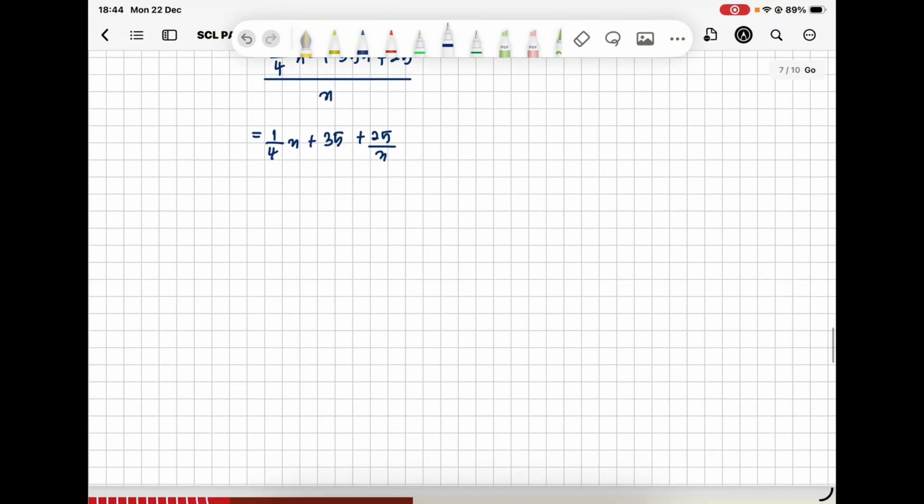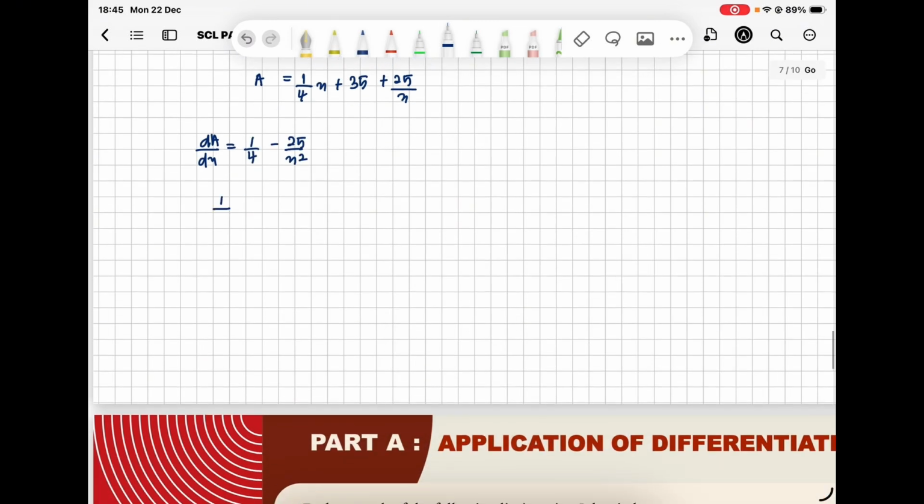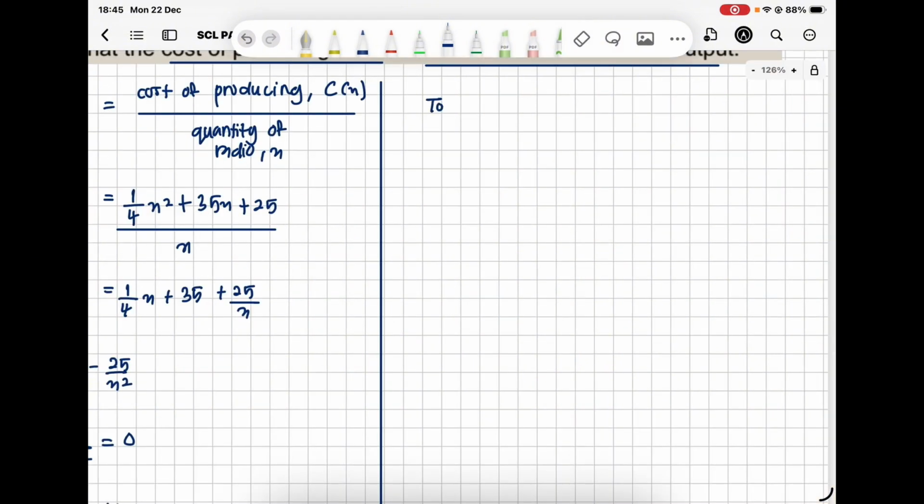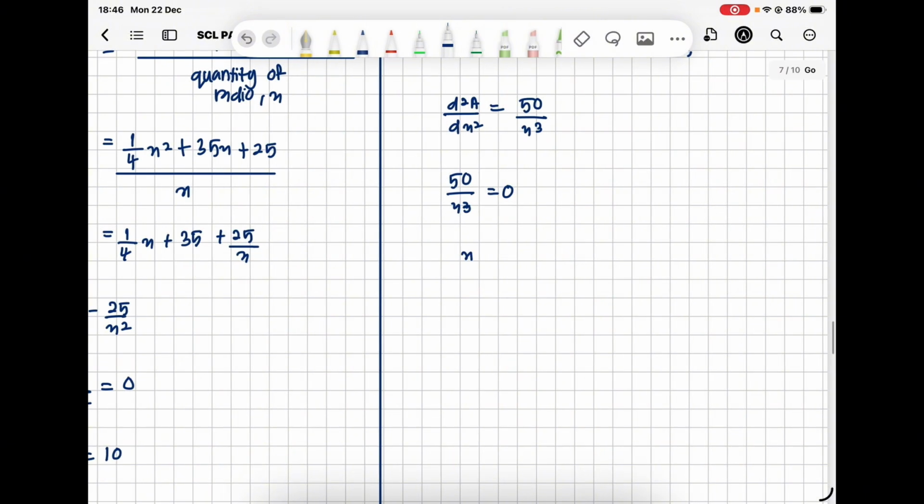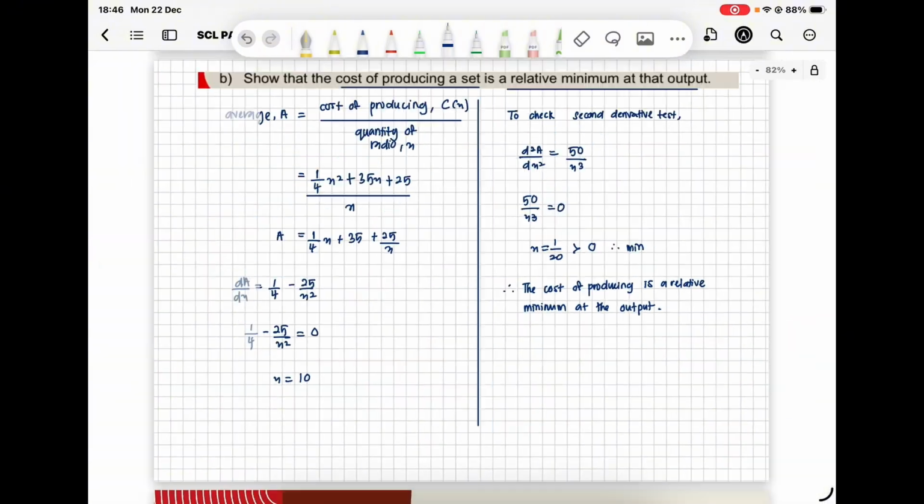To get the quantity of radio x, we need to do a first derivative test, which is we get 1 over 4 minus 25 over x squared. We equal it to 0 and we get x equal to 10. To check whether the x is minimum, we need to do a second derivative test. Then we get 15 over x cubed. We equate 15 over x cubed to 0. So we get the x is 1 over 20, which is more than 0. Therefore, it's a minimum output. The cost of production is a relative minimum at the output.